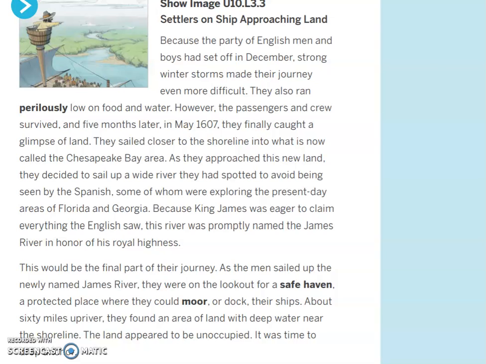This would be the final part of their journey. As the men sailed up the newly named James River, they were on the lookout for a safe haven, a protected place where they could moor or dock their ships. About 60 miles upriver they found an area of land with deep water near the shoreline. This land appeared unoccupied. It was time to drop anchor.